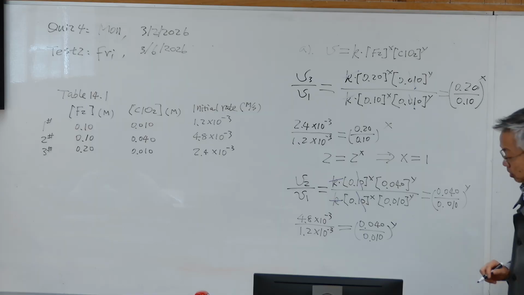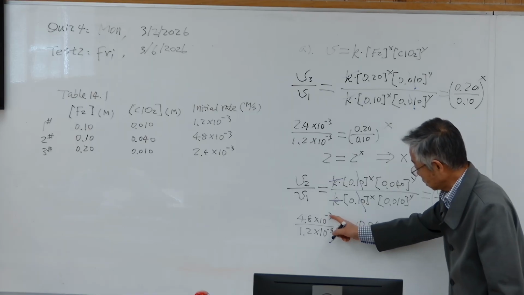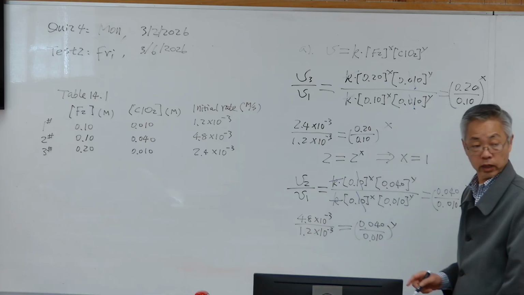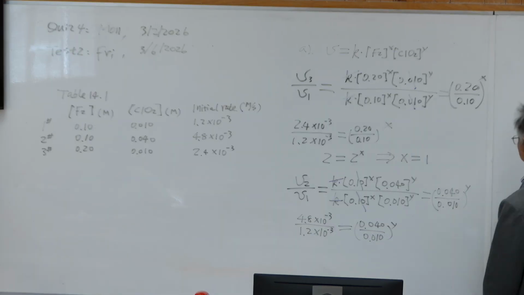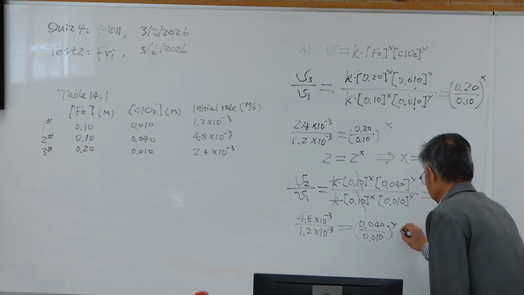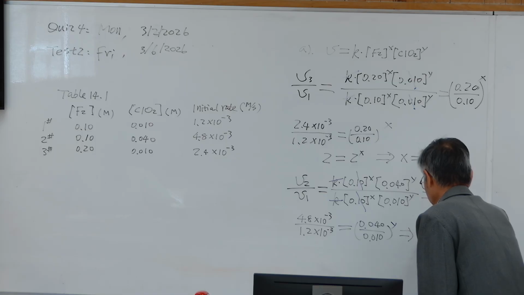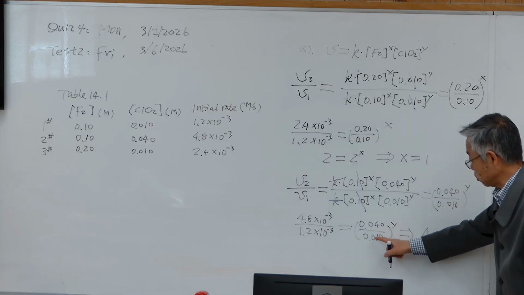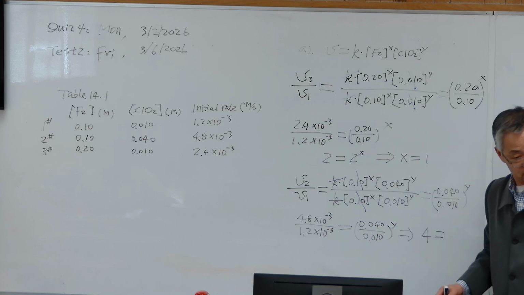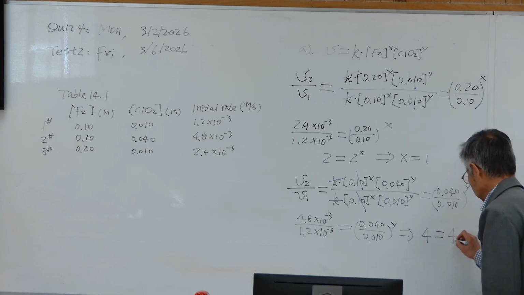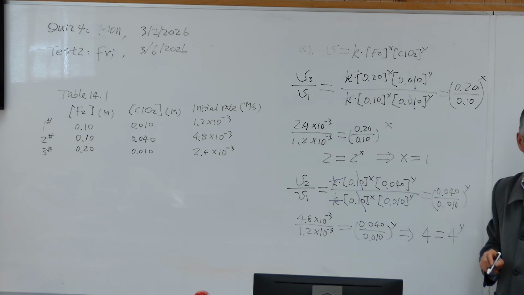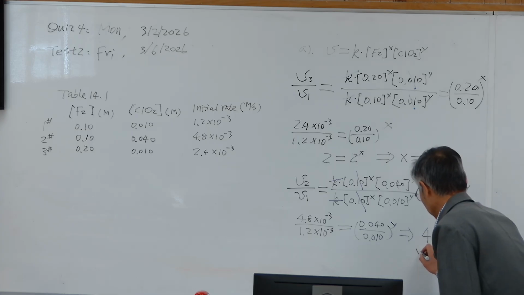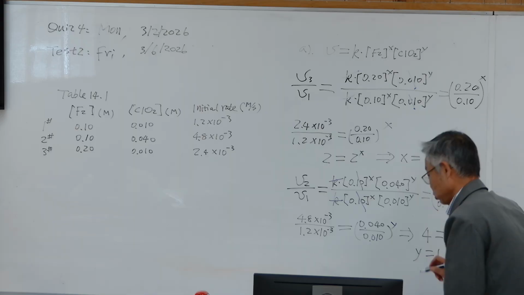Right. Now we just simplify this. Negative 10 to the negative third power: 4.8 divided by 1.2 is 4. So simplify as 4 equals 0.04 divided by 0.01, which is 4 to the y's power. Then clearly y is 1. Right? So y equals 1.